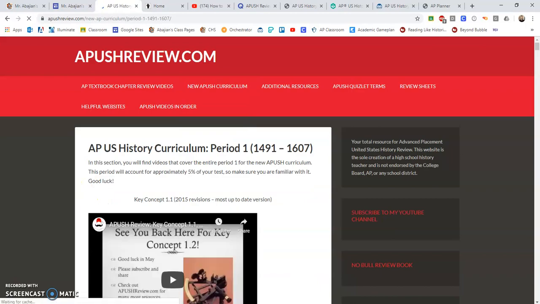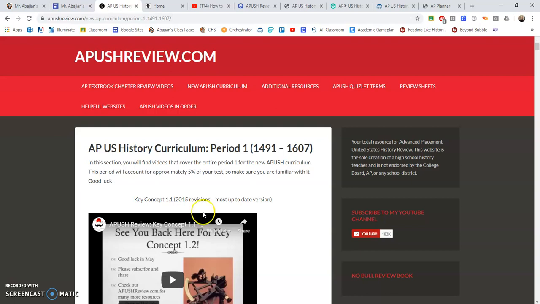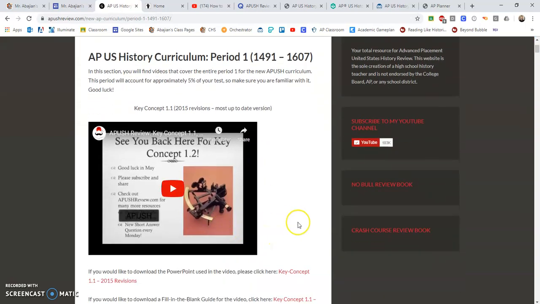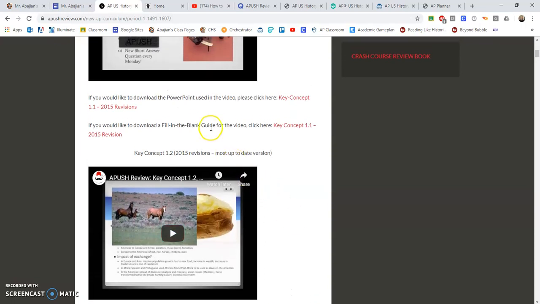In this case, if I'm looking at the periods that we're being tested on, it's period 1 and 2. So if this is period 1, what I love in what he does is he'll take a key concept like 1.1 and he'll break it down for you. He also does 1.2 as well. He's got some downloadable fill-in-the-blank PowerPoints if you want to help.